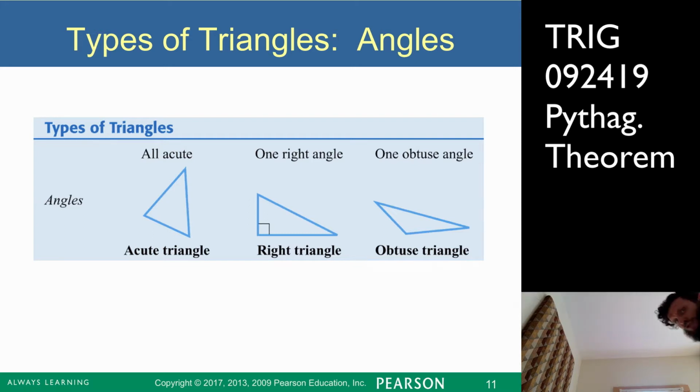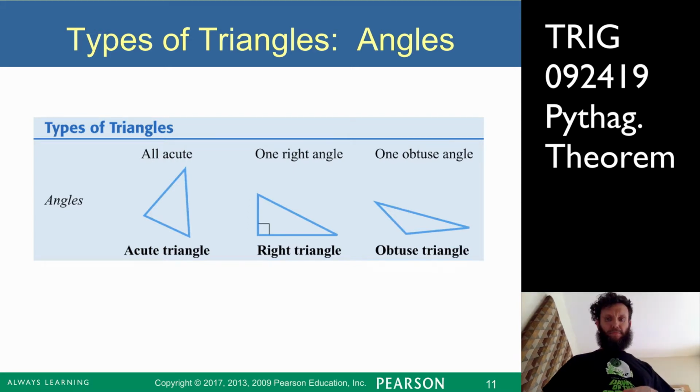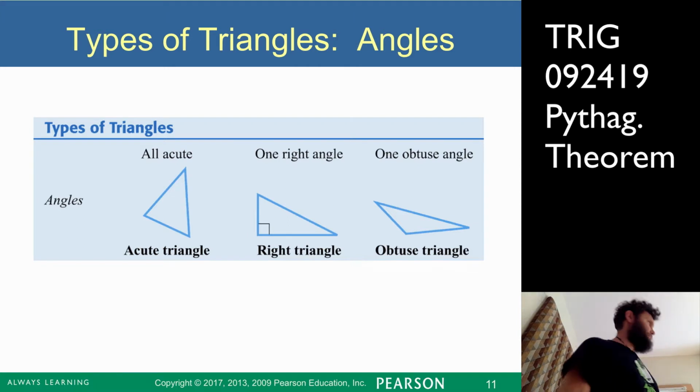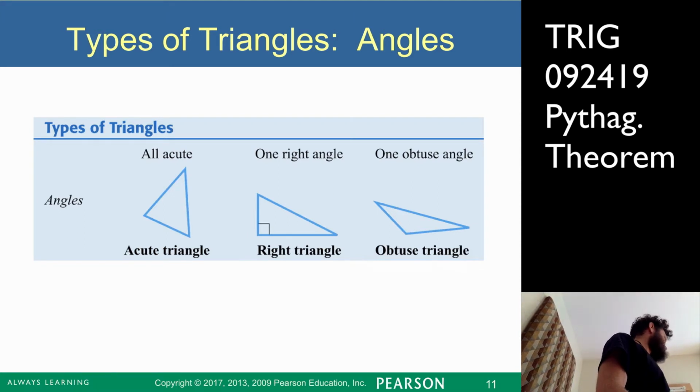Can you have an obtuse triangle that has a 90-degree angle in it as well? Why? Because then it's a right angle. Because in an obtuse triangle, only one of the angles is more than 90. The other ones have to be smaller. Okay.